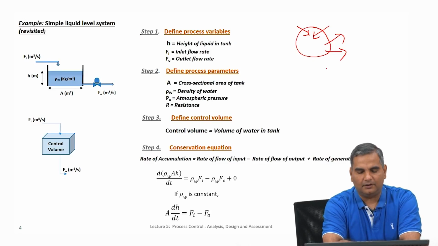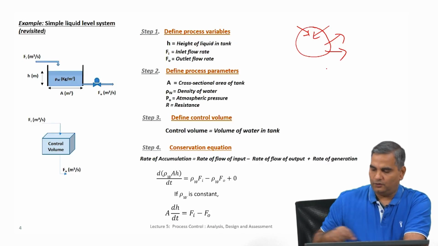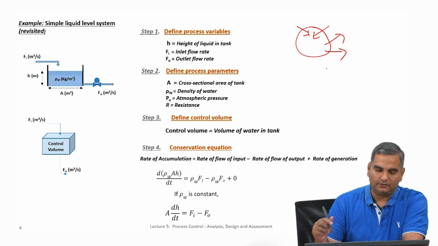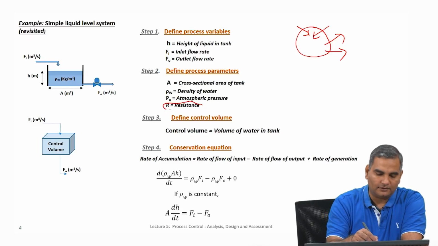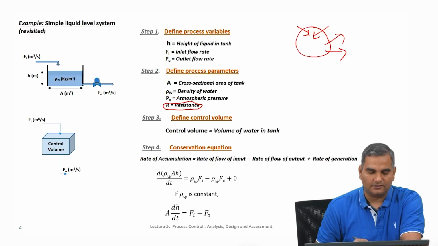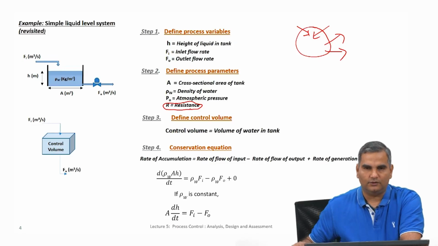Let us just add P naught to see if that is going to come into picture or not. And then I am also going to define another variable. This is not obvious here. Area of the tank is obvious, density of the water is obvious, atmospheric pressure is obvious, and so on. So I am going to define something called R, which is a resistance, and you will see how we will use this as we go along in the modeling approach.